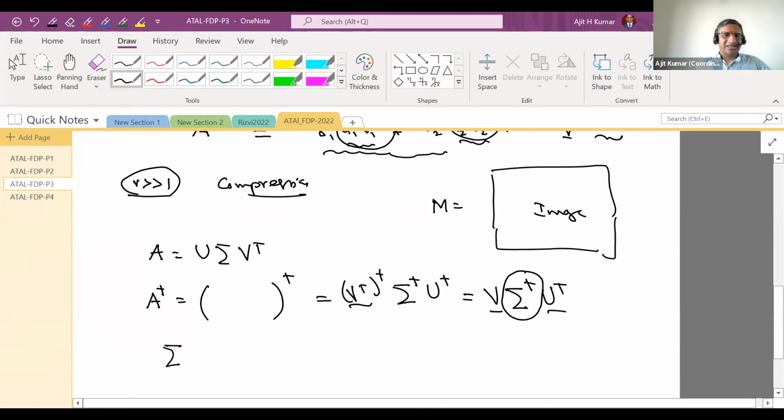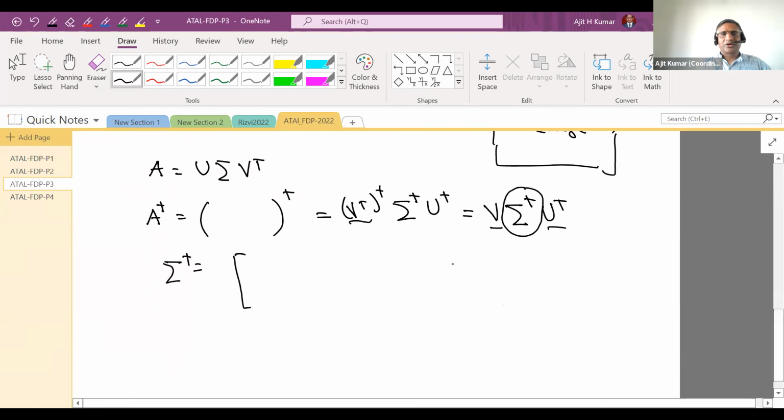It is quite easy to guess what the generalized inverse of sigma should be. What do you think it should be? Also, the dimensions have changed. This is n cross n. This is m cross m. So what should be the dimension of this? This has to be n cross m. Earlier it was m cross n. Now its transpose is m cross n. So it tells me that I have to look at its transpose.